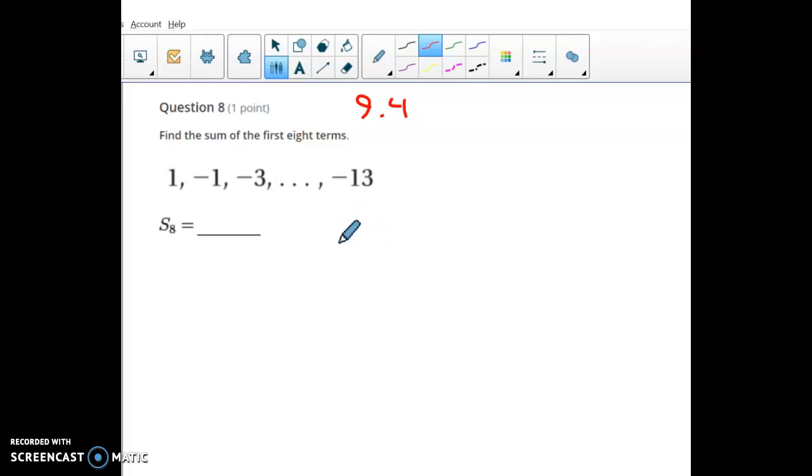So the formula for an arithmetic sum is the number of terms divided by 2, and then you have to add the first term and the last term. So in this one, we have everything we need actually.